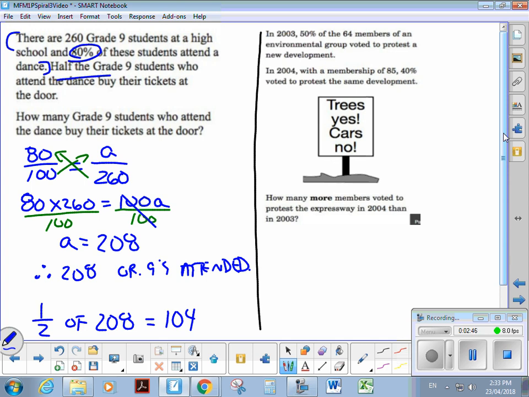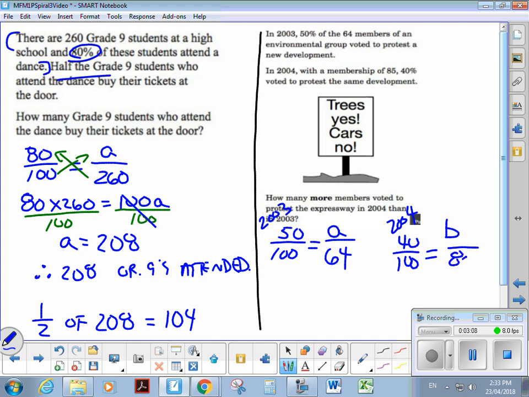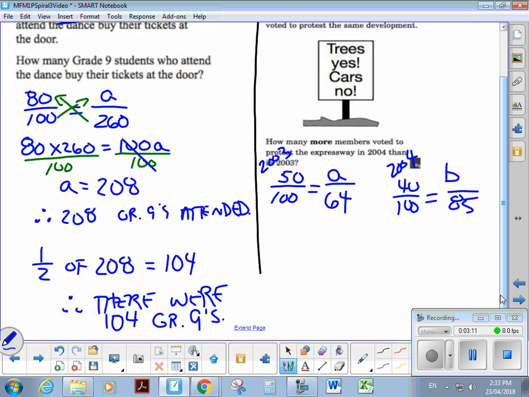So in 2003, 50%, so that's 50 over 100 equals some number out of the 64. So that's 2003. 2004, we had 40% out of 100, but now the membership has changed to 85, so more people have joined the group. Now, 50 out of 100, that's half of that, so 32. I don't have to go through and do all the calculations. I just set it up just to show the comparison of how I would do it. In B part, though, I'm going to have to go through and do the calculations.